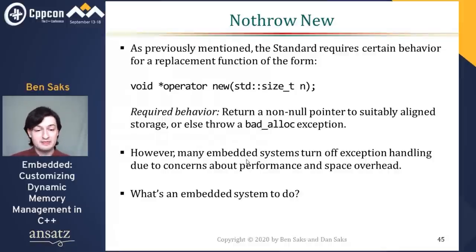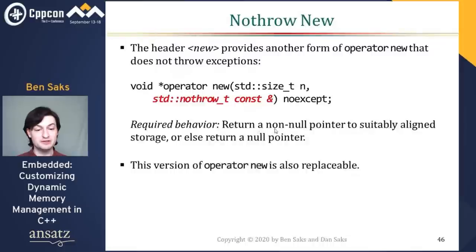So the standard also provides us with another version of new called no-throw new, which is a version of operator new that takes a size t and then this object of type no-throw t, reference to const no-throw t. What's a no-throw t? It's a made-up type of object that only exists to differentiate this operator new from the operator new that can throw. And this version of new is also replaceable, and it has a different required behavior. Return a non-null pointer to suitably aligned storage, or return a null pointer. So this is something that we can generally use on embedded systems a little bit more easily.